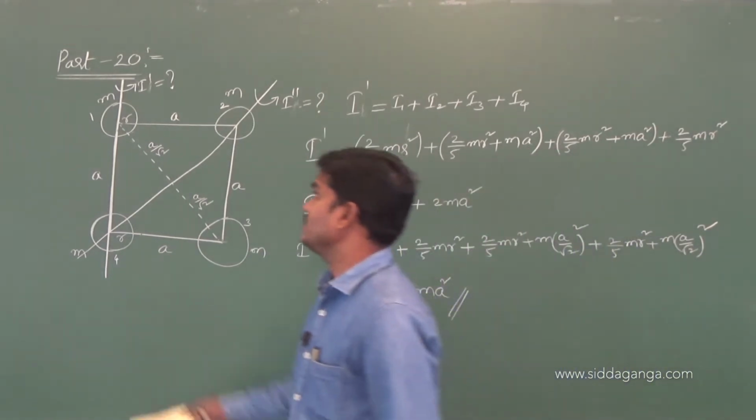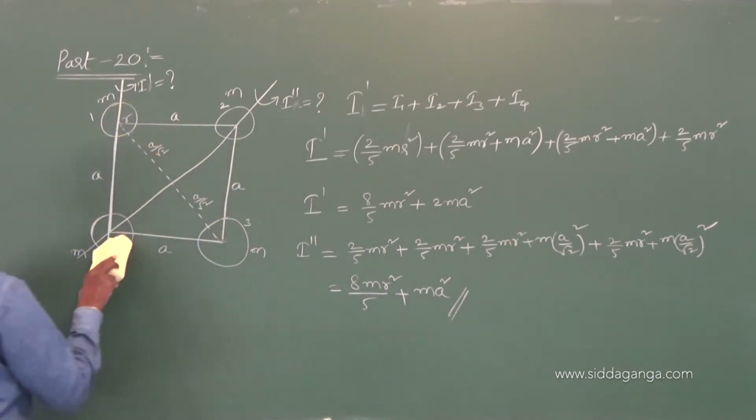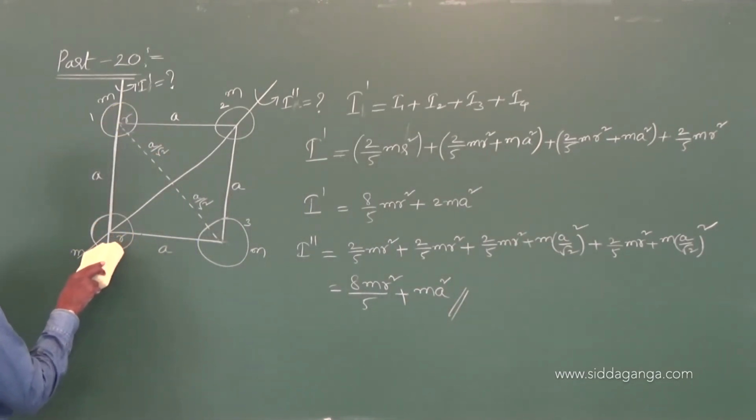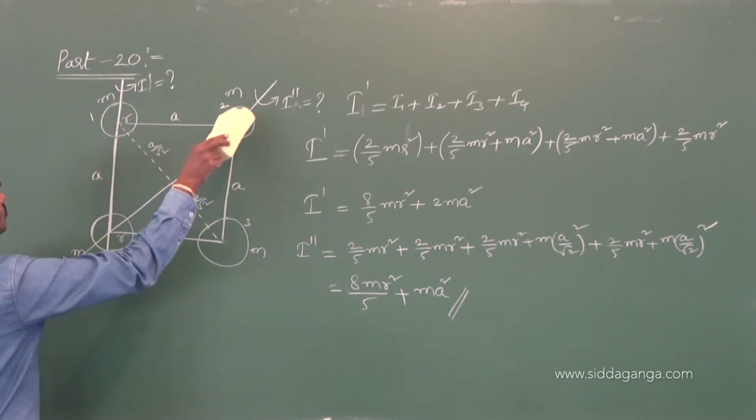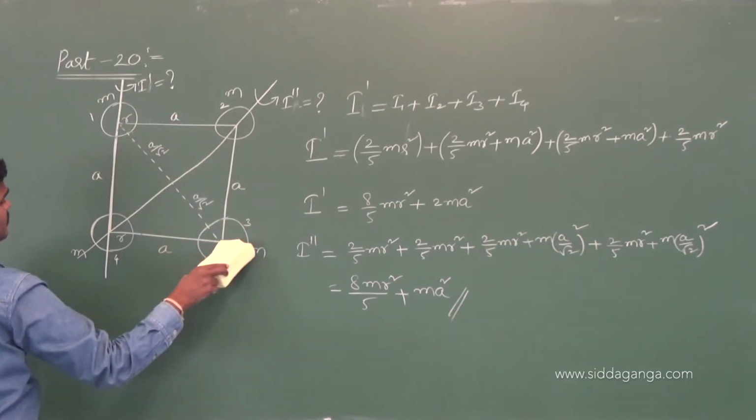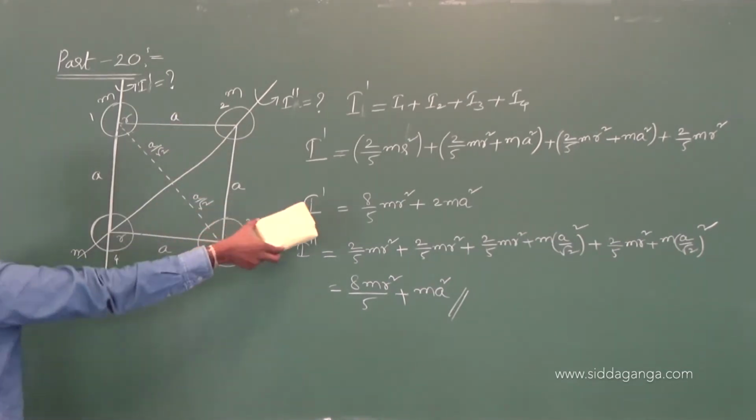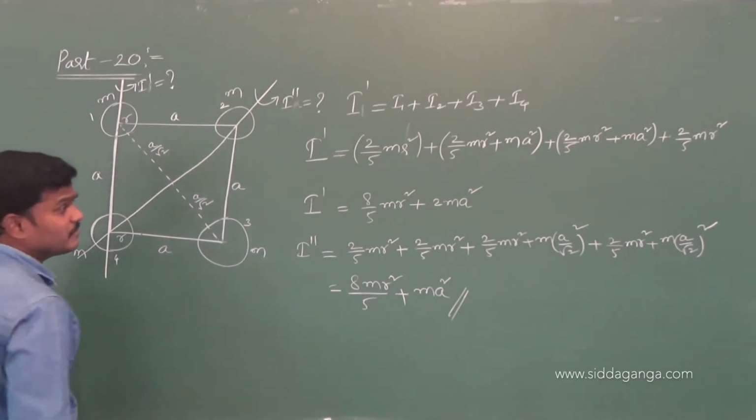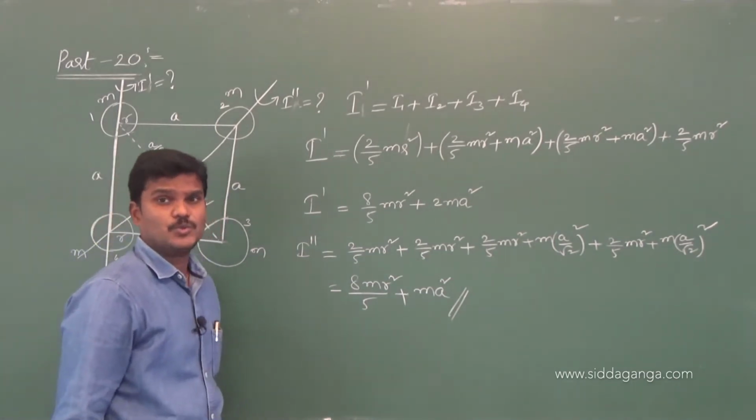So to write this moment of inertia about this, it is 2 by 5 mr square. Directly we can write 2 by 5 mr square, and this is at a distance of a. So 2 by 5 mr square plus m into r square, where r square is nothing but a square. So 2 by 5 mr square plus m into a square. You will get the final answer, 7 by 5 mr square plus m a square.